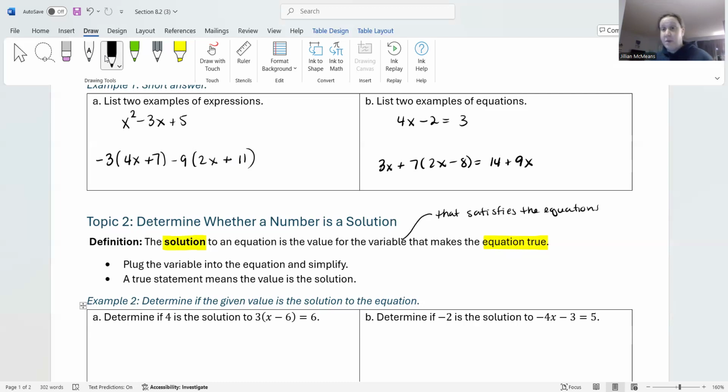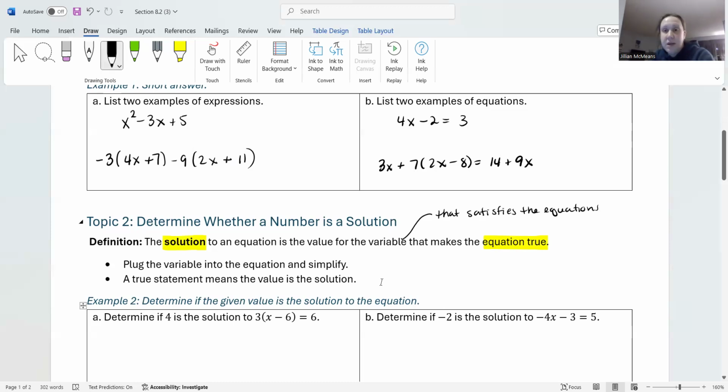Now, the steps we would need to take to determine whether a number is a solution to an equation or not: we want to basically just rewrite the entire equation, and anywhere we see the variable, plug in the value that's been given to you. So we plug the value into the equation and then we simplify. Essentially, we evaluate both sides of the equation for whatever value you're given as a potential solution. If you get a true statement, that value is the solution. If you get a false statement, that value is not the solution.